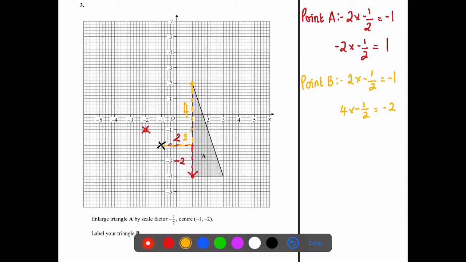So it's minus 1, minus 2 from our centre point. Minus 1, minus 2. So there. Okay.